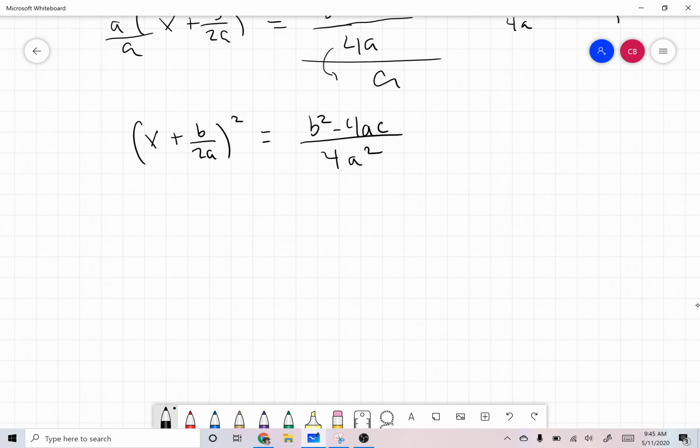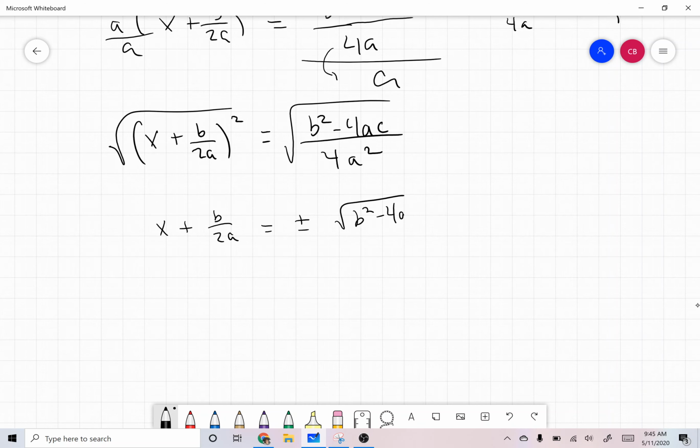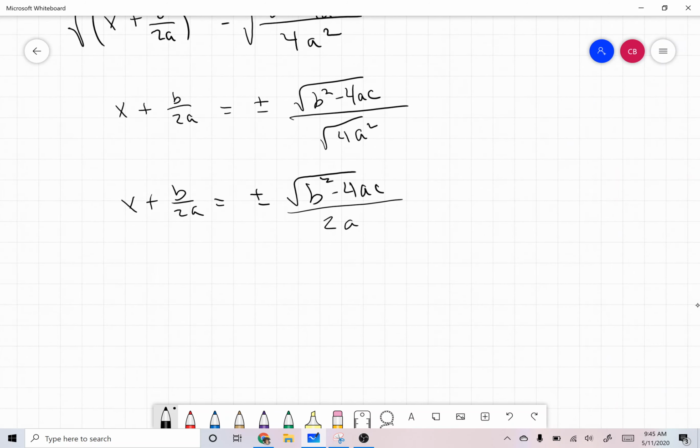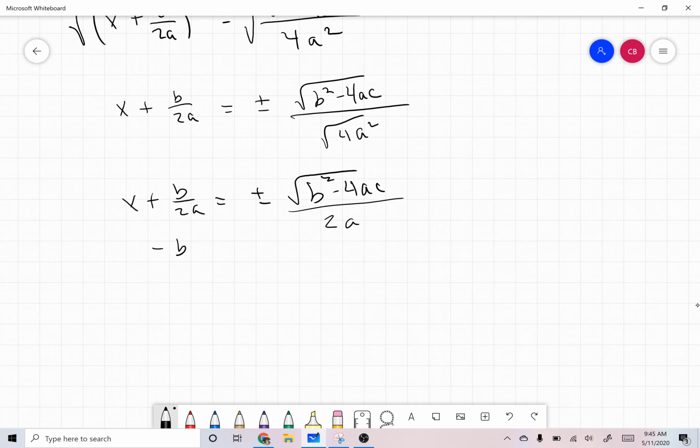Then we have a square, so let's take the square root. So this is going to be x plus b over 2a is equal to plus or minus the square root of b squared minus 4ac, well, this over the square root of 4a squared. You cannot simplify any of the numerator. All over, well, the square root of 4 is 2, the square root of a squared is a. Then we are going to subtract b over 2a.